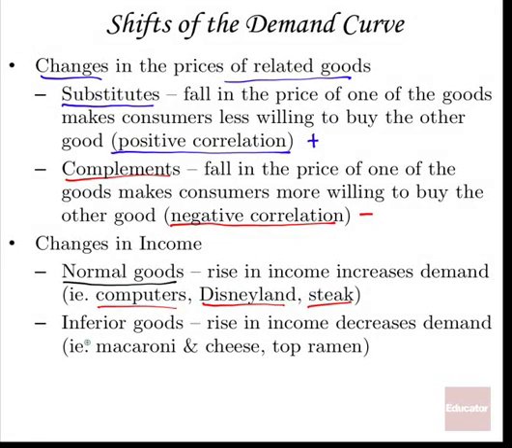And then there's also inferior goods. When there's a rise in income, it actually decreases demand. For example, if you win the lottery, you're going to probably buy less macaroni and cheese and less Top Ramen. You might buy more gourmet macaroni and cheese, but the 99-cent packets you see at the 99-cent store, you're probably going to buy less of that as your income increases.